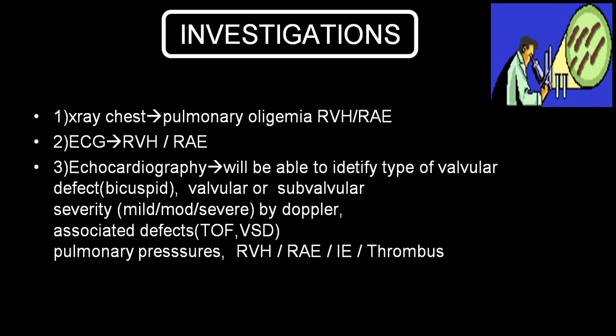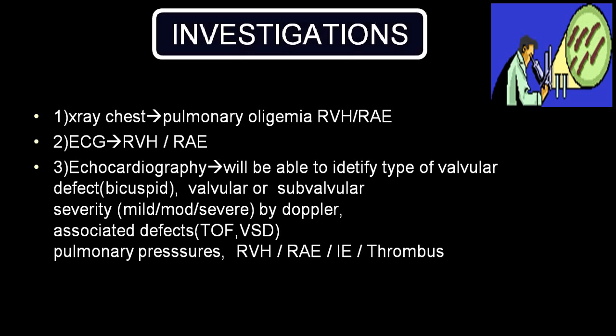Also, you can identify associated defects like tetralogy of Fallot, where there is a VSD with overriding of aorta, or there may be a pure isolated ventricular septal defect without overriding of aorta. Also, right ventricular hypertrophy and diastolic pressure, right atrial enlargement, infective endocarditis, thrombus formation in the right atrium, etc. can also be identified by echocardiography.